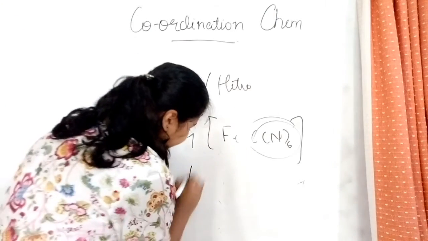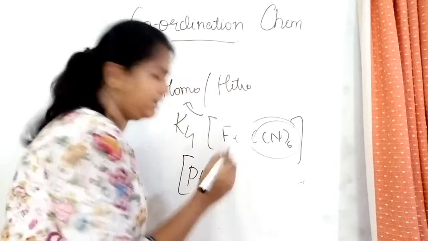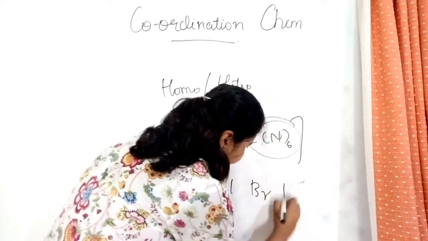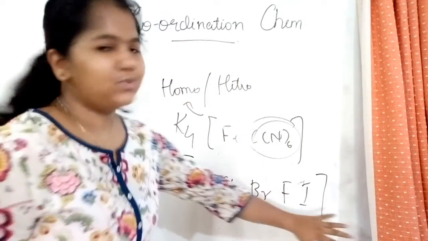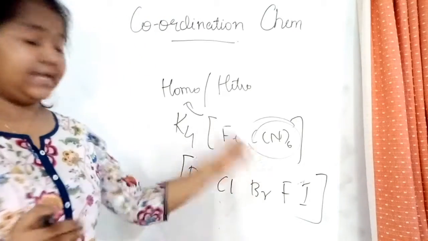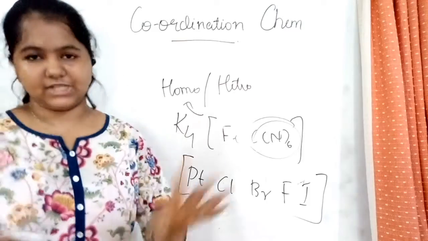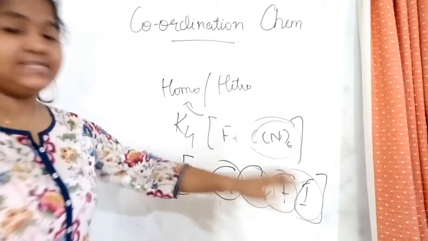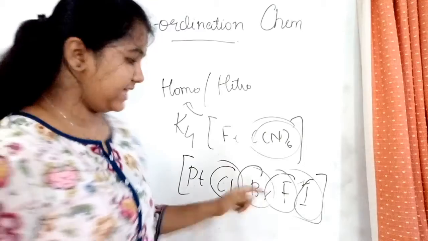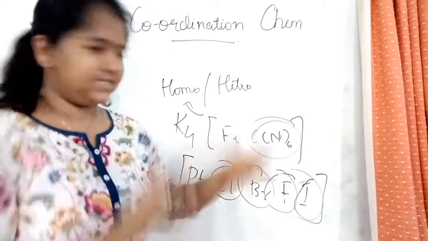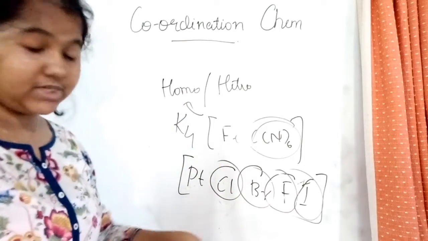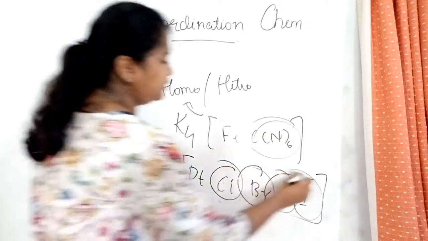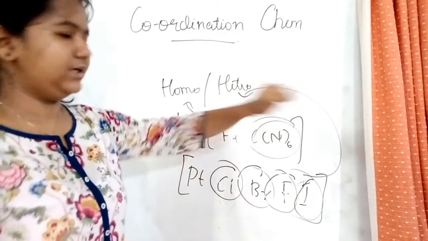For the heteroleptic complex, we'll take Pt, that is platinum, then Cl, Br, F and I, all in a square bracket. Over here, how many ligands can you see? Pt is a transition metal and therefore it's the central metal atom. You can see chlorine, bromine, fluorine and iodine. These are all different kinds of ligands, not the same ligand repeated. Over here it is CN 6 times, but over here it is Cl, Br, F and I. They are different ligands, and therefore this is a heteroleptic complex.